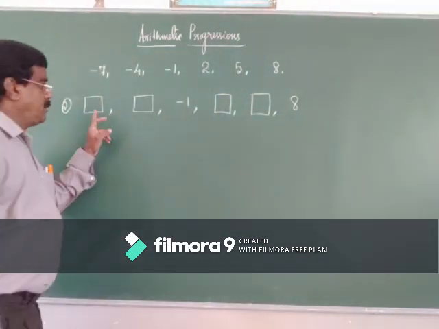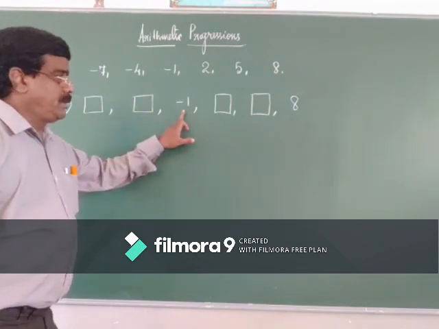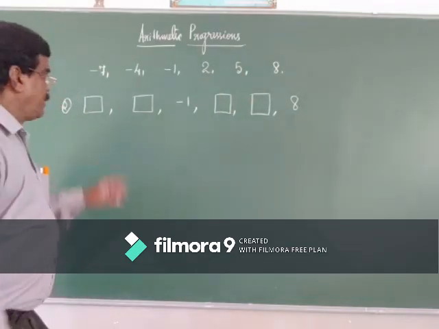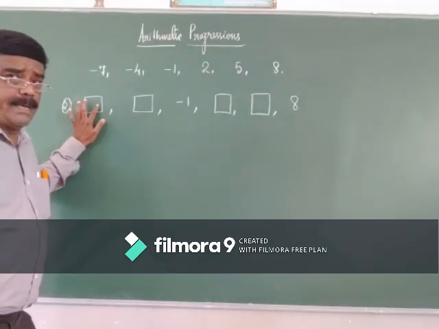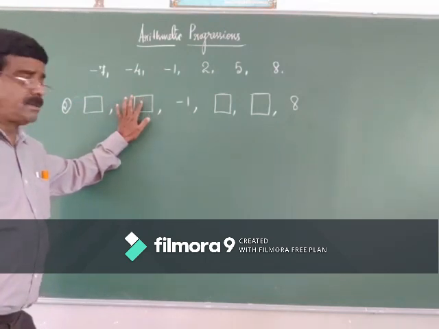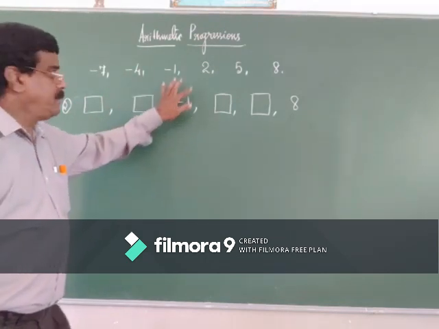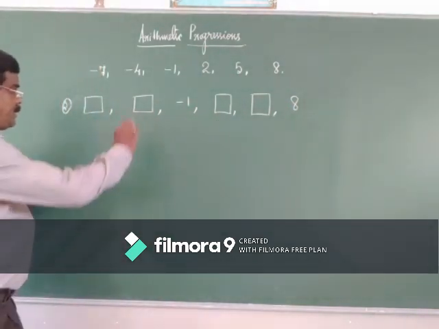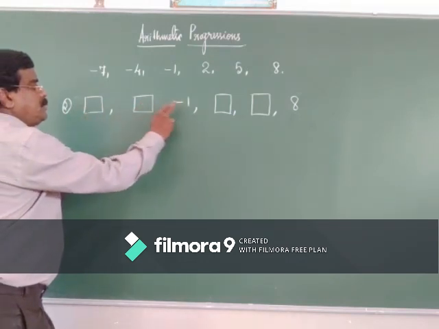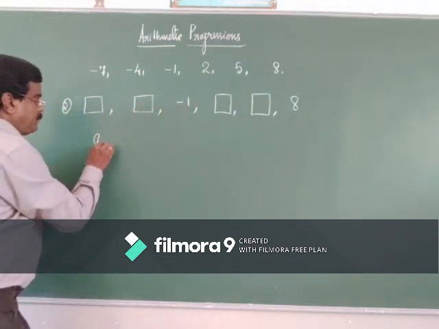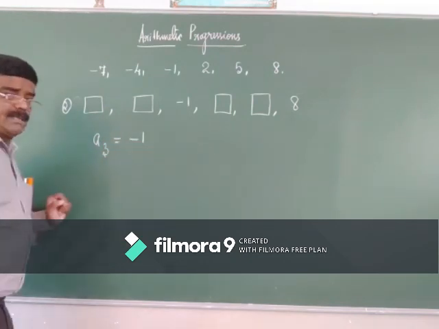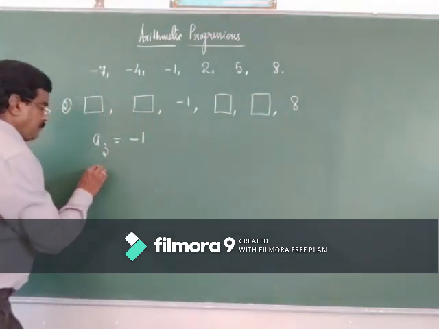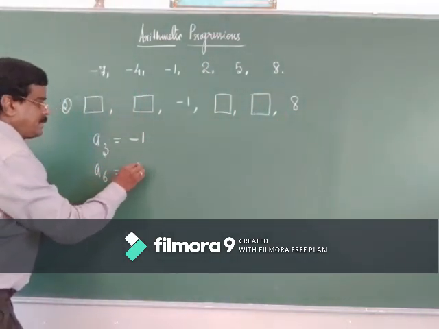Now I said already, this is A1, A2, A3, A4, A5, A6. You can say the answer is ready at the top. For example, the answer we should get here is minus 7. Here the answer is minus 4. Minus 1 is there. Here 2 and here 5. That's it. Now here, 1, 2, 3: 3 means the third term. The third term is minus 1. And 4, 5, 6: the sixth term is 8.